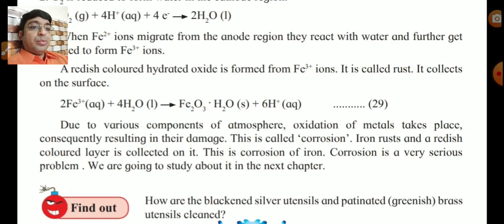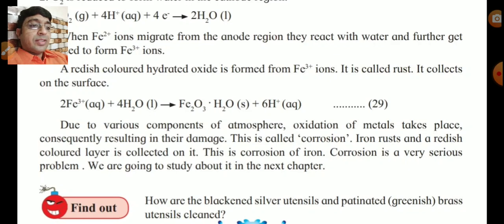Due to various components of the atmosphere, oxidation of a metal takes place, consequently resulting in its damage. This is called corrosion. All of you mark the definition of corrosion. Due to various components of the atmosphere, oxidation of a metal takes place, consequently resulting in its damage, called corrosion. Iron rusts and a reddish colored layer collects on it. This is corrosion of iron.